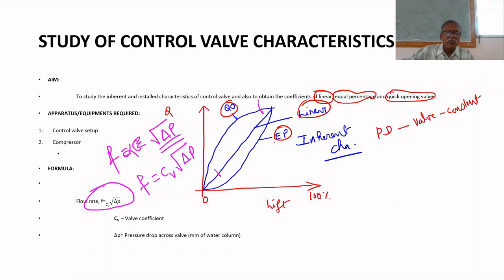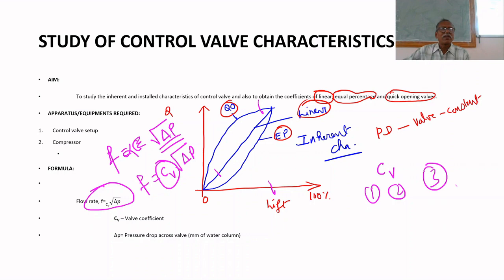To find CV, we have to open the valve 100%. For 100% opening, what is CV we can find? So, open the valve 100%. What is the delta P that you can see in that water column? Millimeter of H2O you will get. From that you can find the control valve coefficient. That is the first part of the experiment. You have to find the CV for each valve: first valve, second valve and third valve.